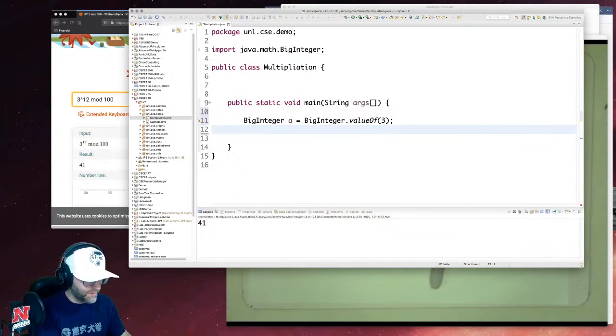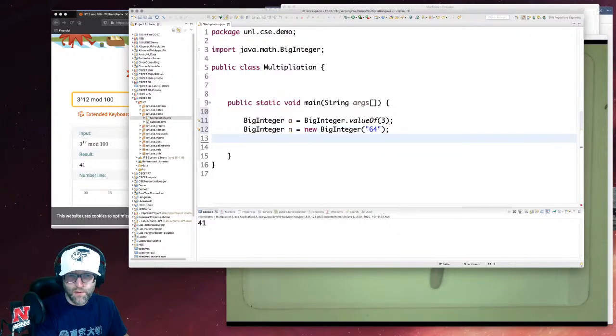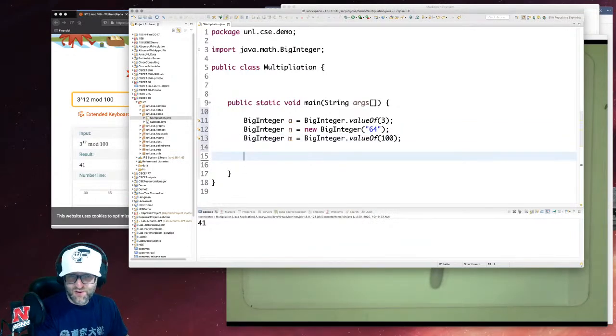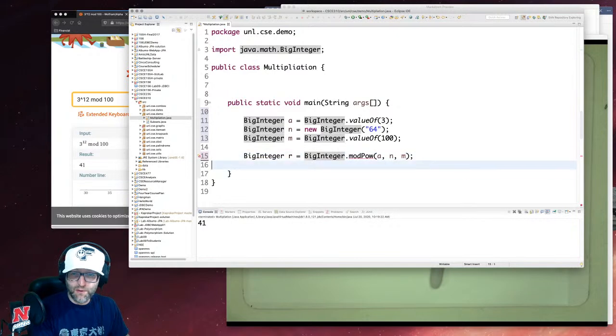because everything is done in software instead. So BigInteger n is equal to new BigInteger, because this is going to end up being a very big number eventually, 64. Okay, a small number so far. m is equal to BigInteger.valueOf of 100. So again, the smart answer, if you want, is to use the library BigInteger.modPow. You can take a to the n mod m, and it returns a value. BigInteger result is equal to this.